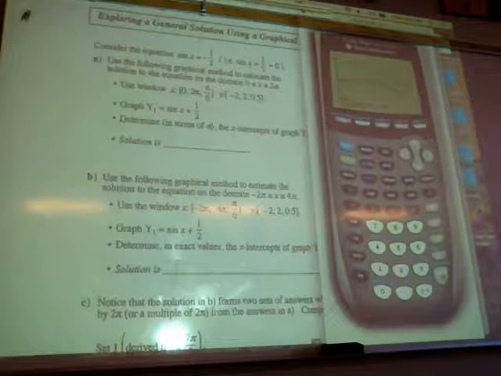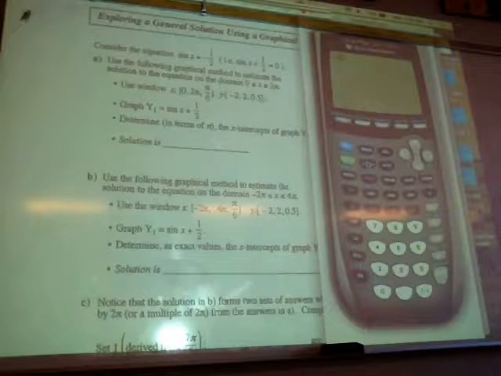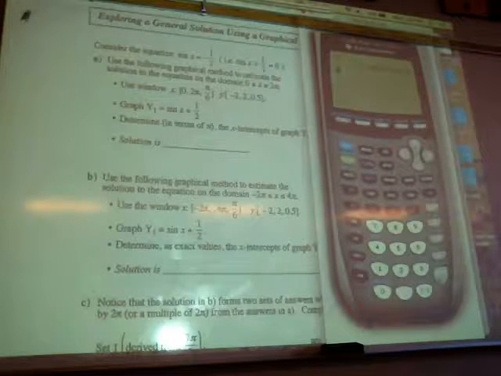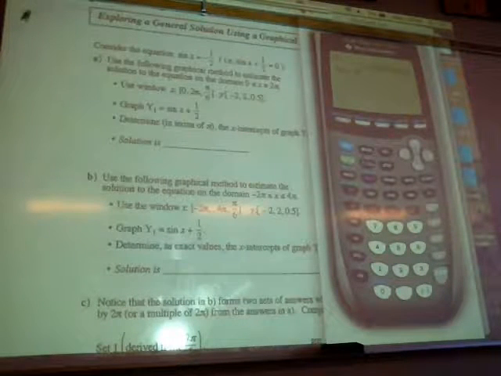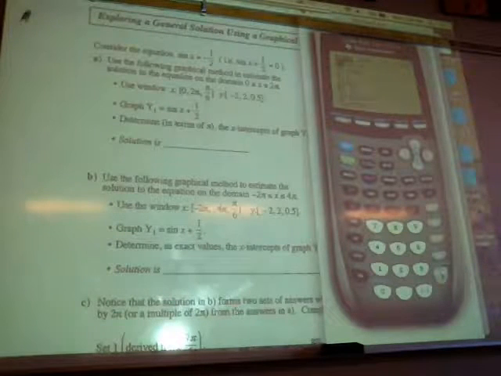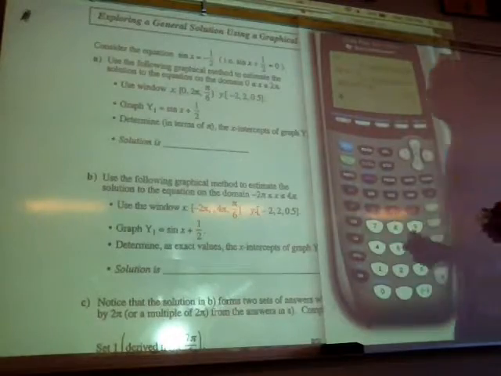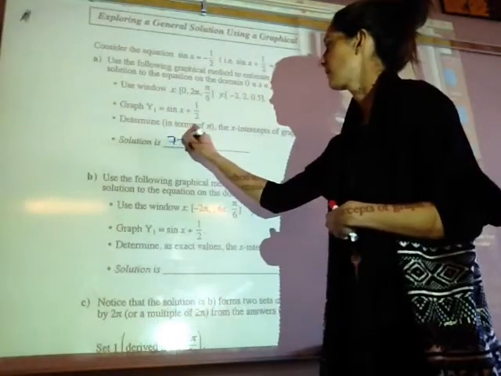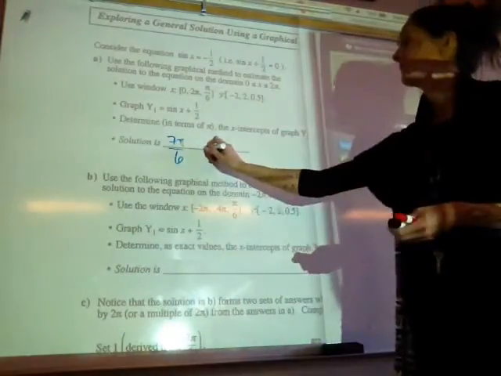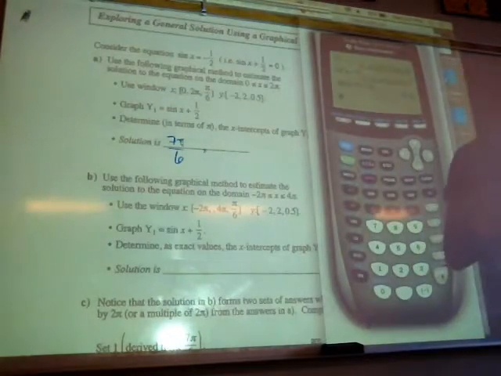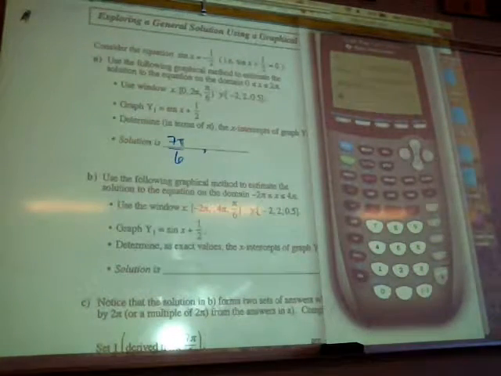So here's a little shortcut to figure that out. I'm just going to quit out of my graph. Press X. There's the decimal you just found. Now we can divide that by pi. This will be the fraction that we multiply by pi. So I'm going to go math, enter, enter, and it's 7 pi over 6. So that's my first solution within 0 to 2 pi.